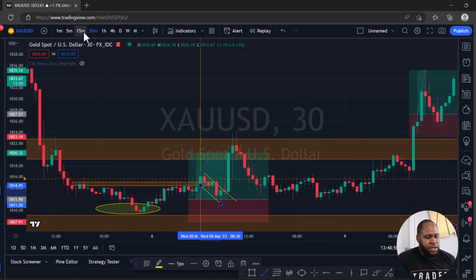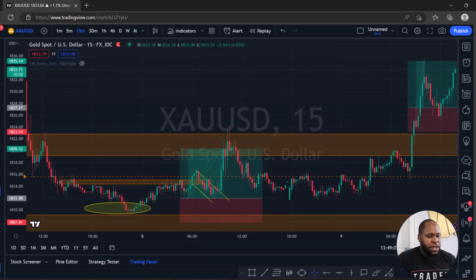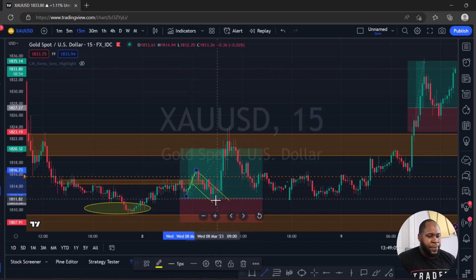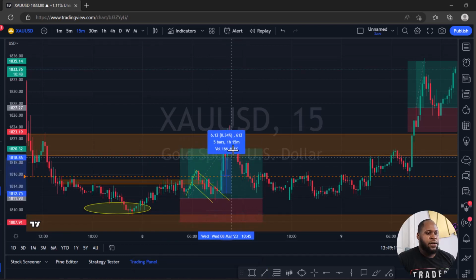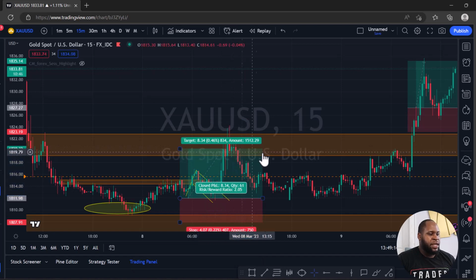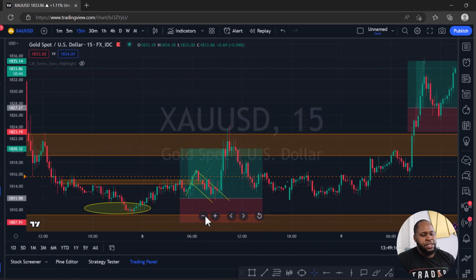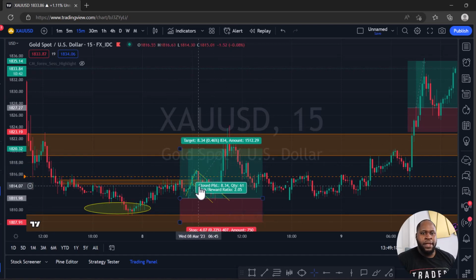On the 15 minutes should be even clearer. So we got a break over here, we got our retest, and now we take our buy and we ride this all the way up. Took 4 lots on this trade, took it around 1812, closed around a little over 1820, made $3,300 on that trade.